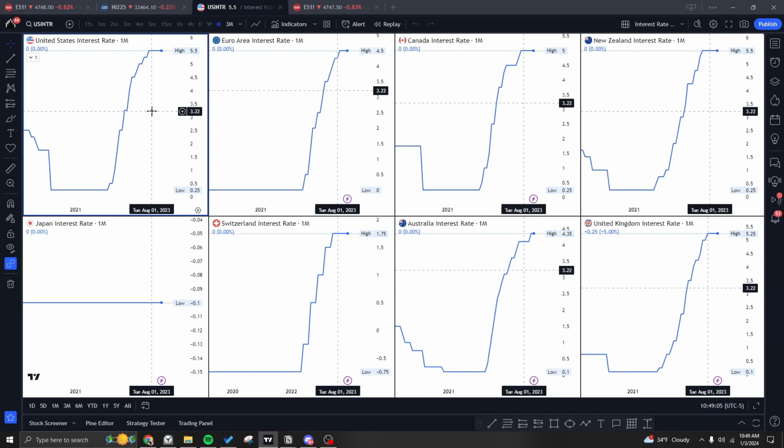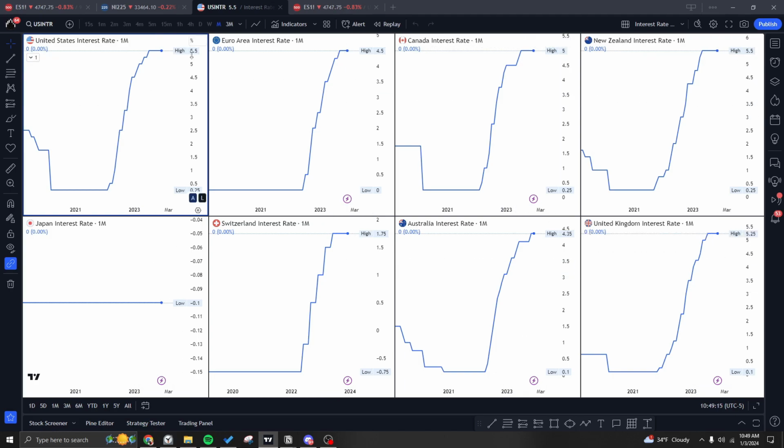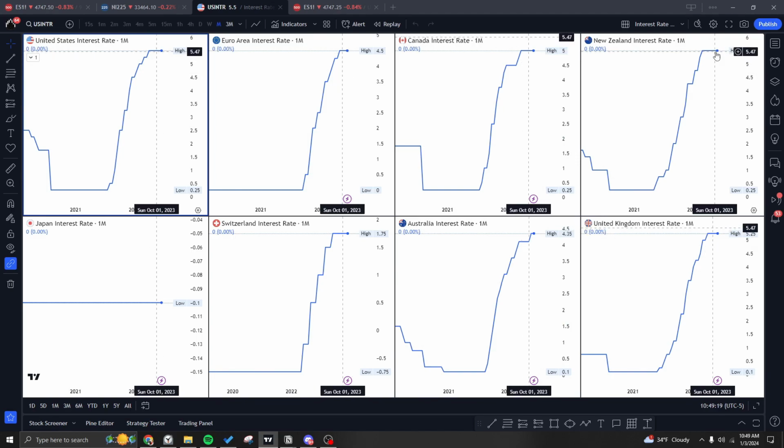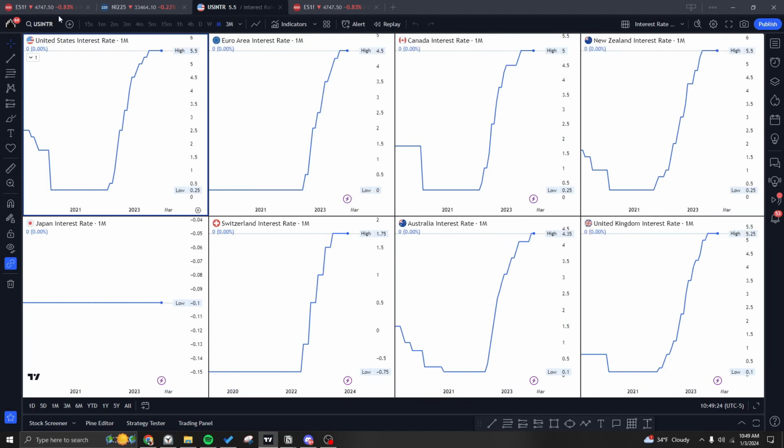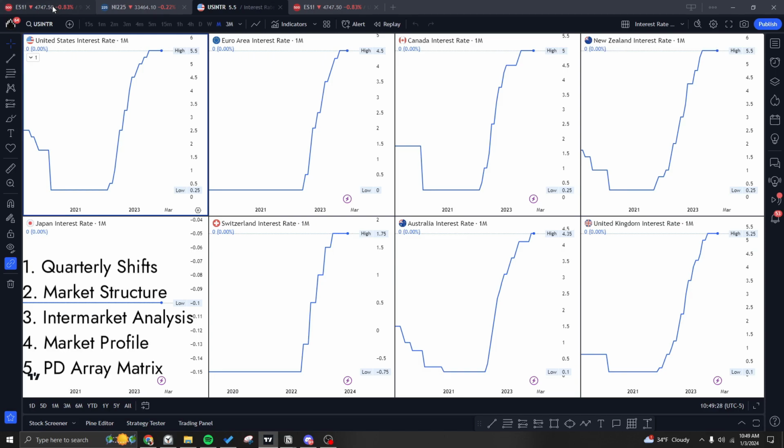In January, I know the most recent suggestion that Powell raised rates too quickly, as well as the current interest rate of 5.5, as we can see here, ranking at the top of the majors, tied with the New Zealand dollar. Now moving on to the technicals. I split this into 5 different sections: quarterly shifts, market structures, intermarket analysis, market profiles, and the PD array matrix.